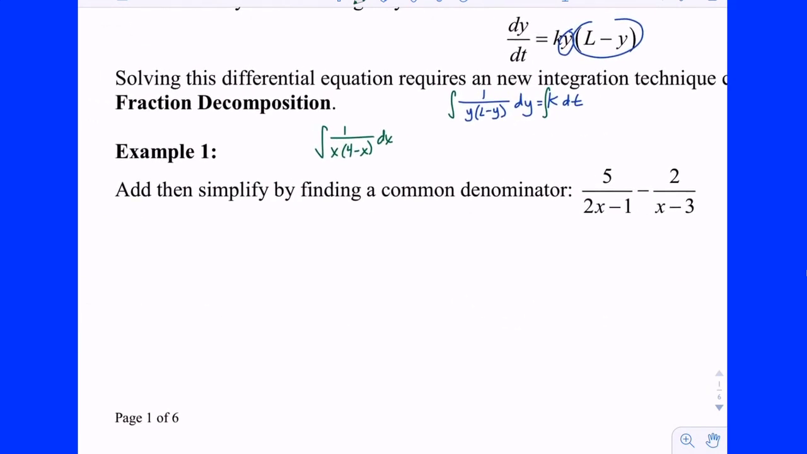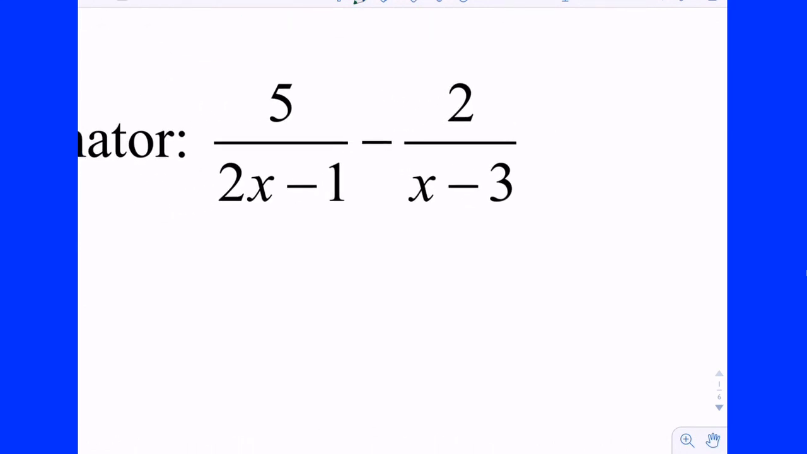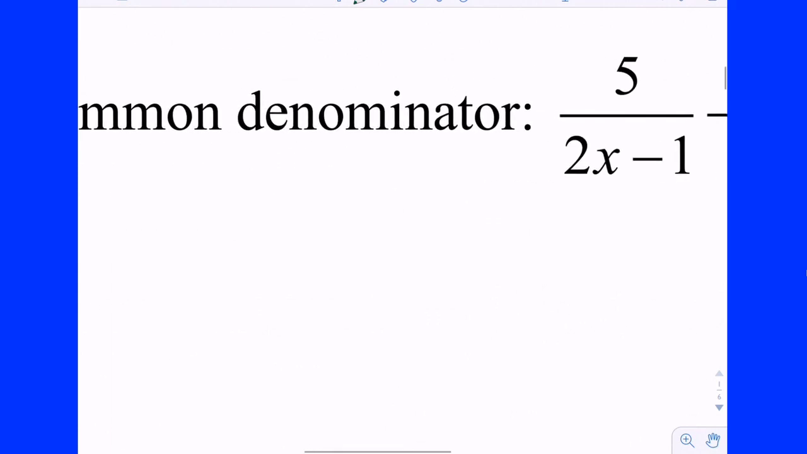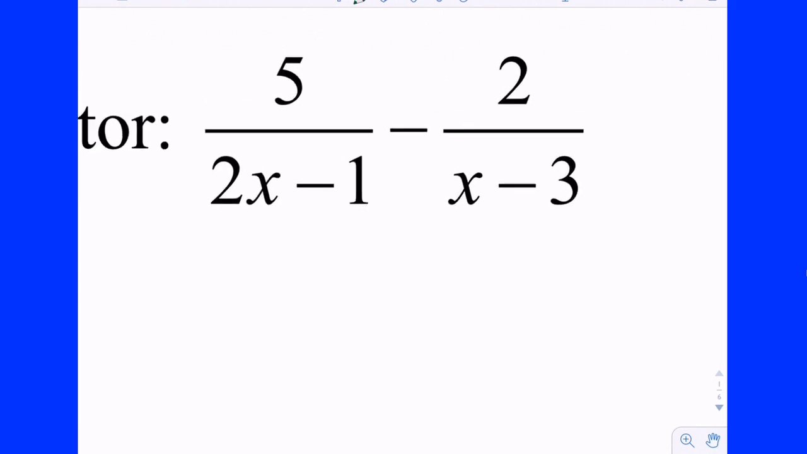Let's take a trip down memory lane and pretend like we're back in maybe late Algebra 1, early Algebra 2. We want to add and then simplify these two terms by finding a common denominator. Ooh, it even tells us how to combine them. What do we need in order to combine two fractions? A common denominator. Darn it, it said that. I was going to ask you all that.